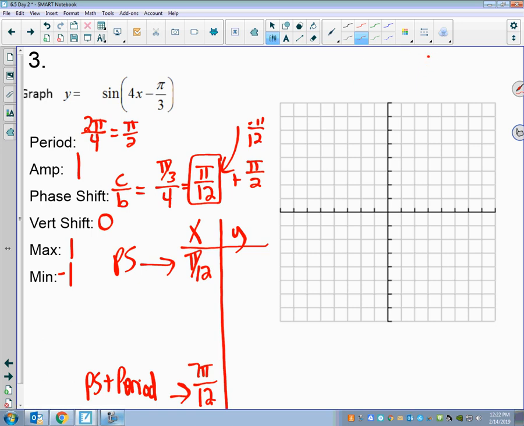Okay, so let's figure out what these points are, and this is where we'll start tomorrow.